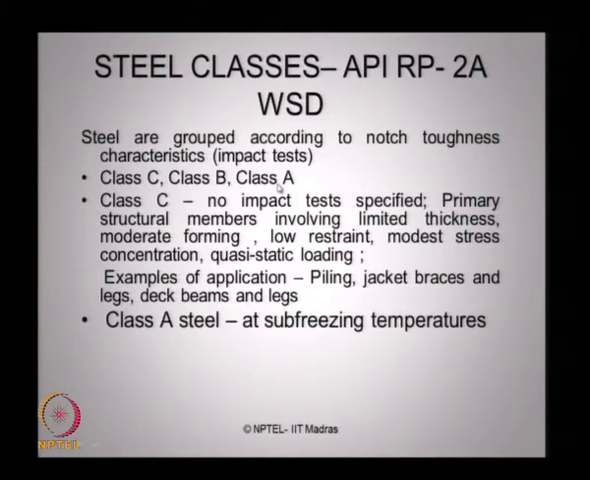Whereas class A steel can be used even at sub-freezing temperatures. That is a wide variety of three classifications of steel which are grouped essentially on the notch toughness requirements as recommended by API RP for steel selection for offshore structures.